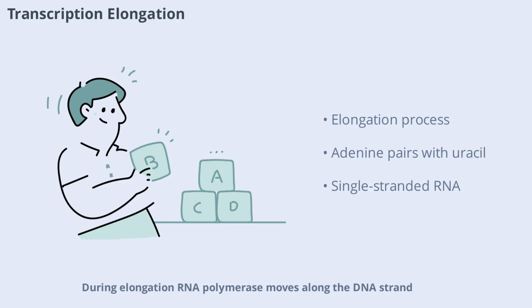During elongation, RNA polymerase moves along the DNA strand, separating the two strands and complementing DNA nucleotides with RNA nucleotides. Thymine is replaced with uracil, so adenine pairs with uracil. As the segment is transcribed, the DNA strands reanneal, and a single-stranded RNA is produced.